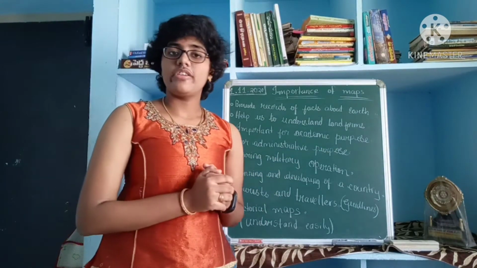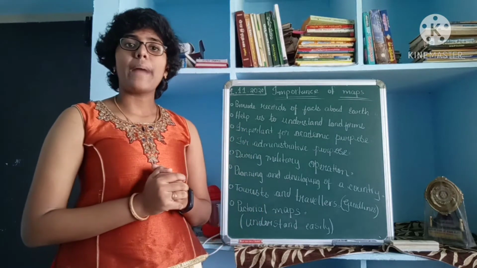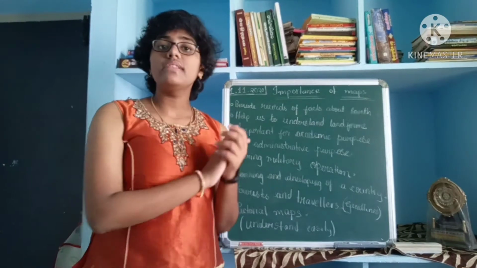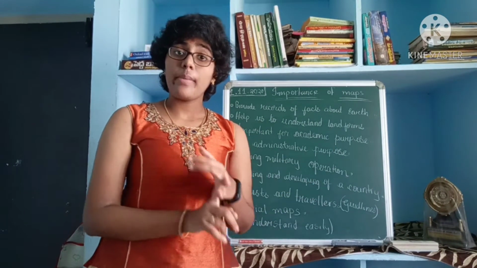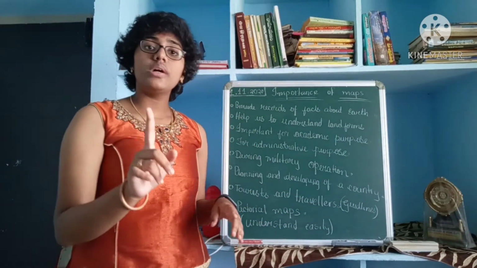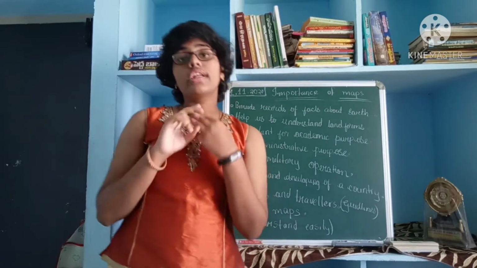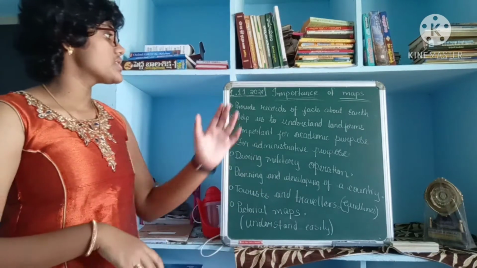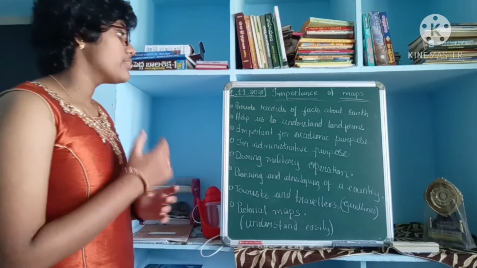So today I'm with the representation of geographical features part 5. In parts 1, 2, 3 and 4, we have learned about the globe, about the map, about the scale, about the types of maps according to scale and about the directions. So today I am with the importance of maps. So what is the importance?